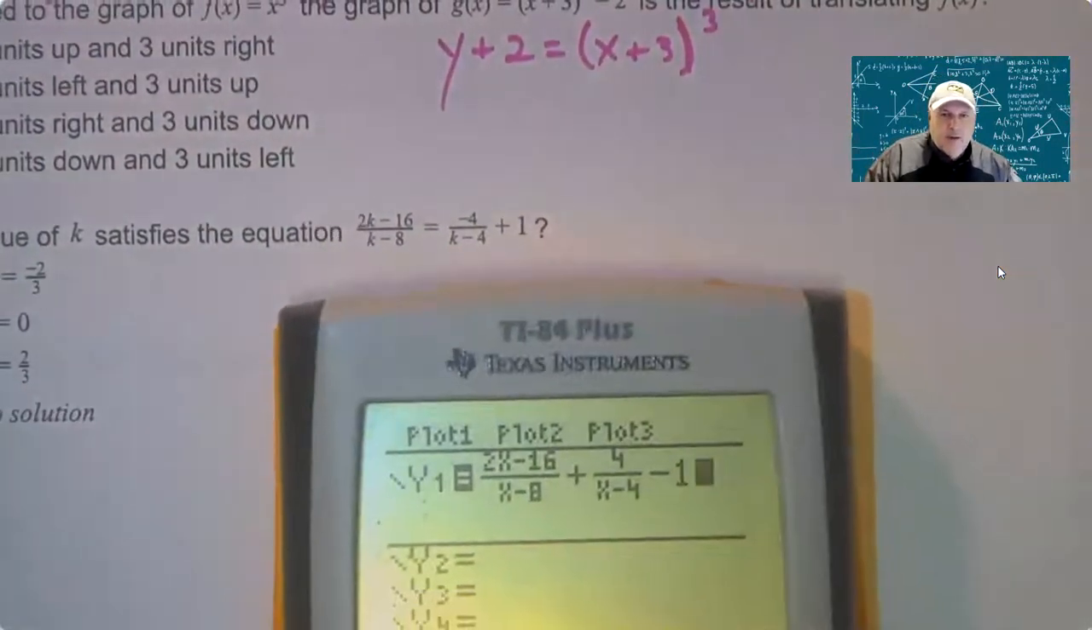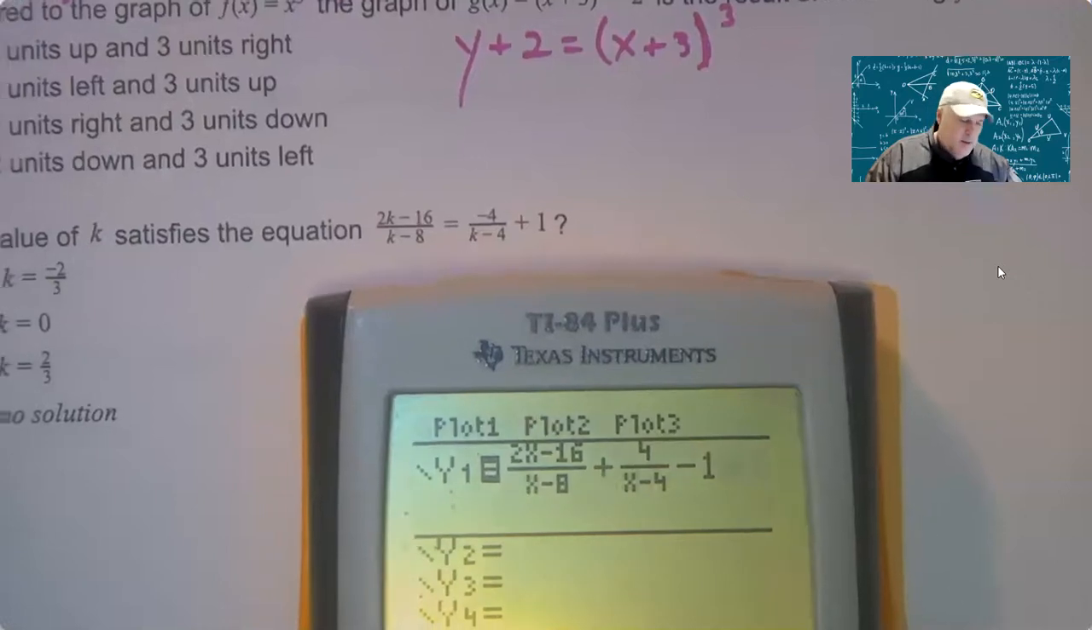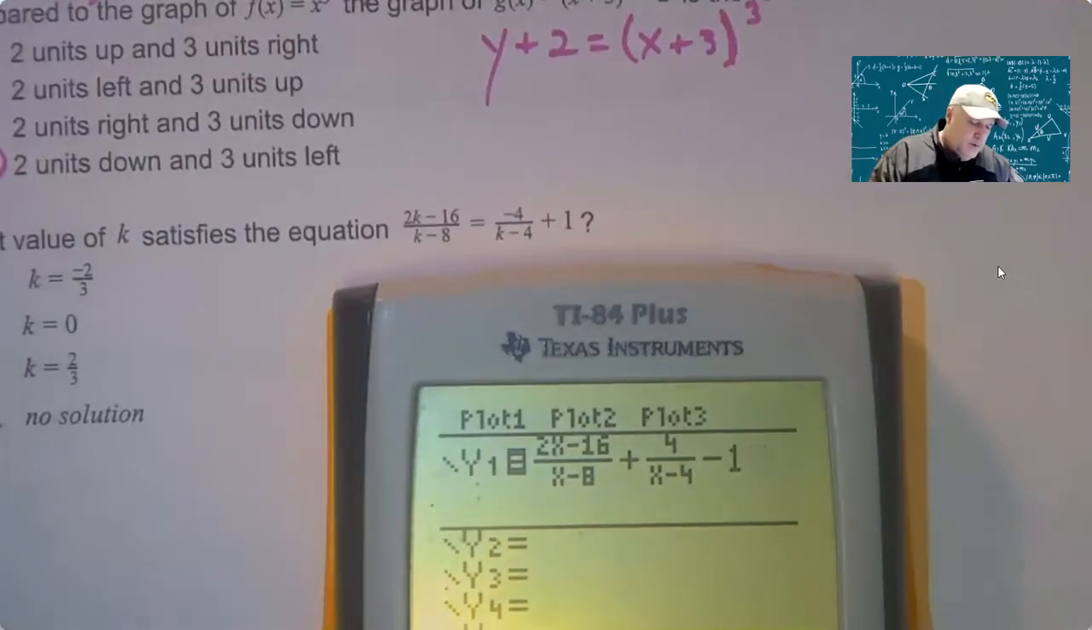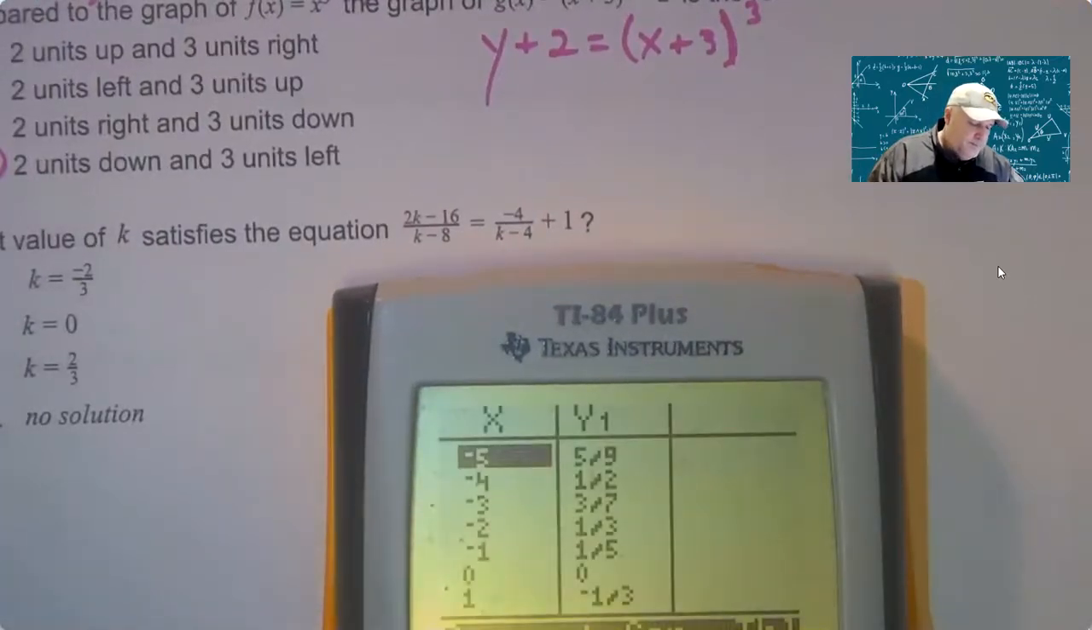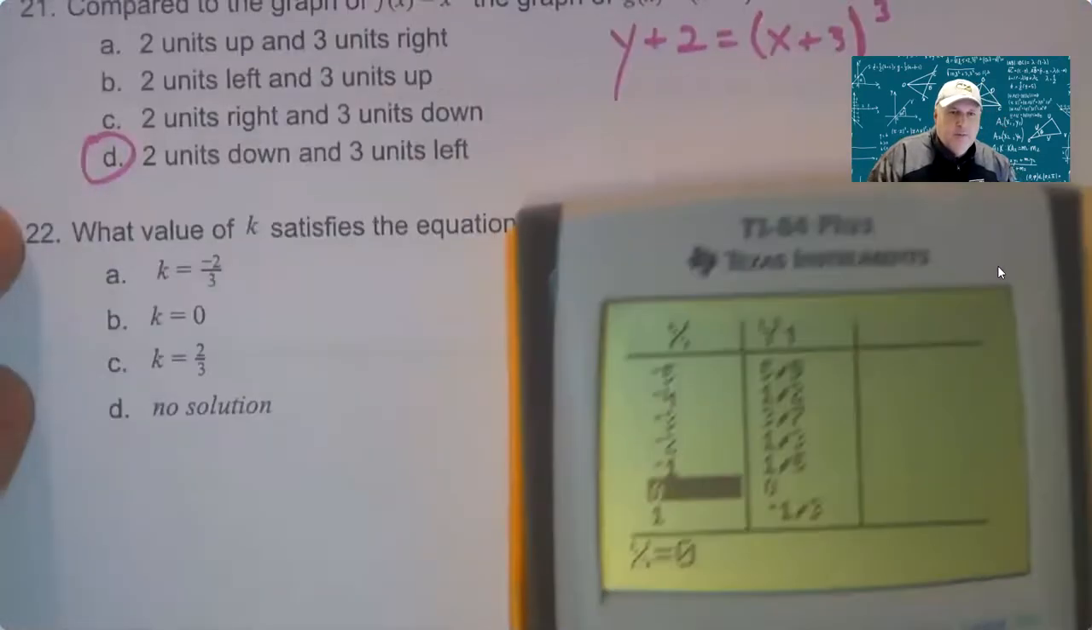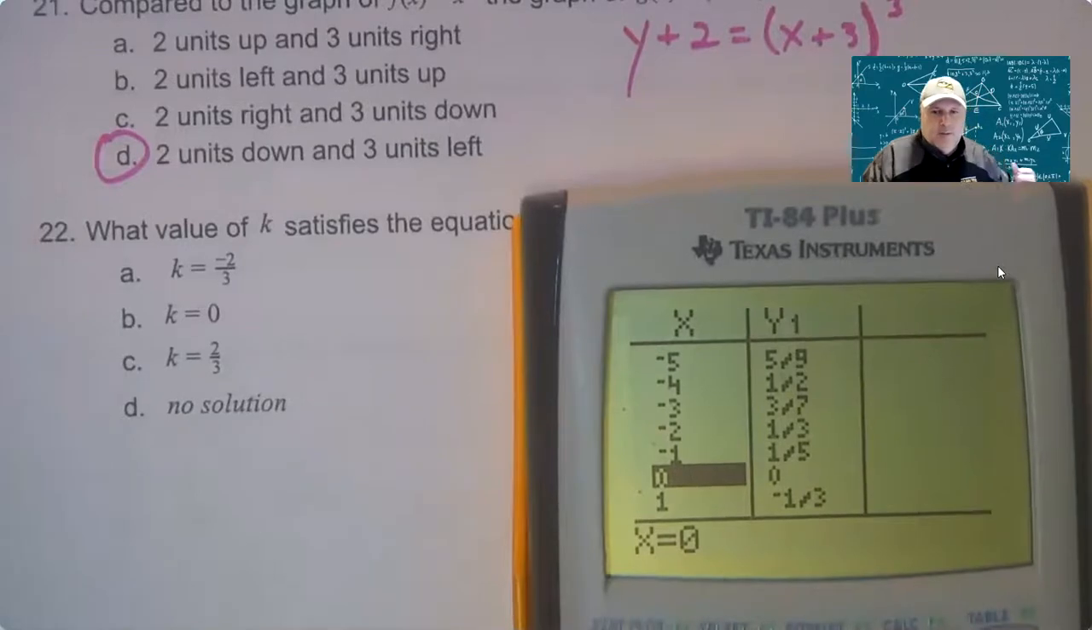We had to get those two on the right over to the left. 2x minus 16 over x minus 8 plus 4 over x minus 4 minus 1. And now I'm going to go to the table. I see that 0 works. So we just want where y is 0.